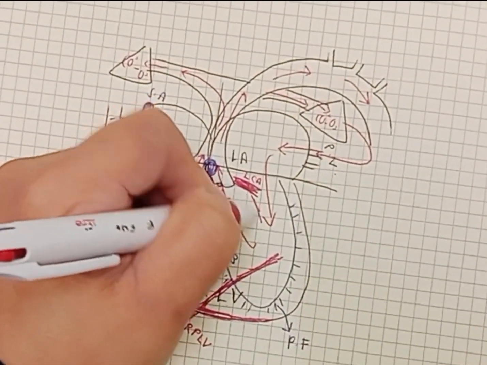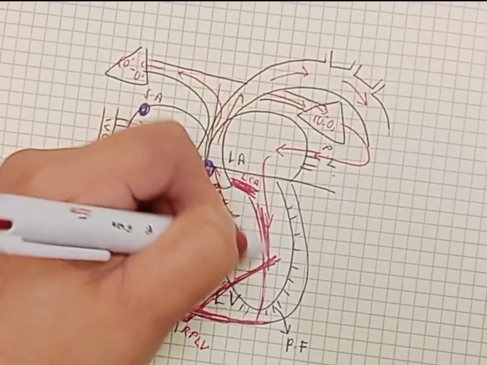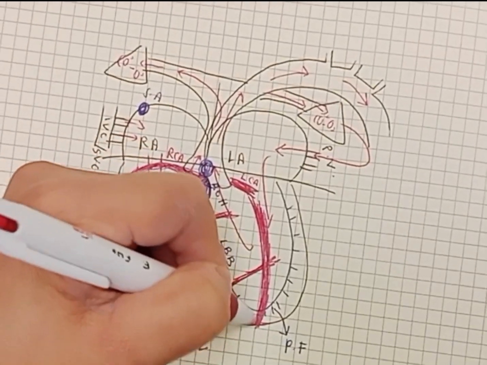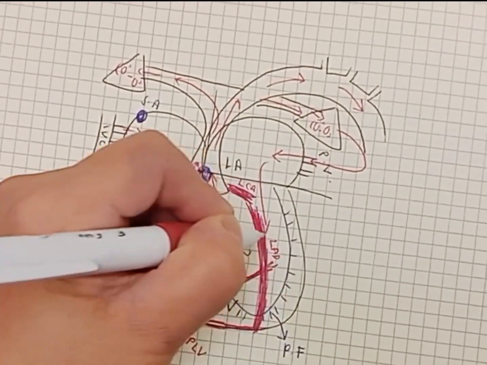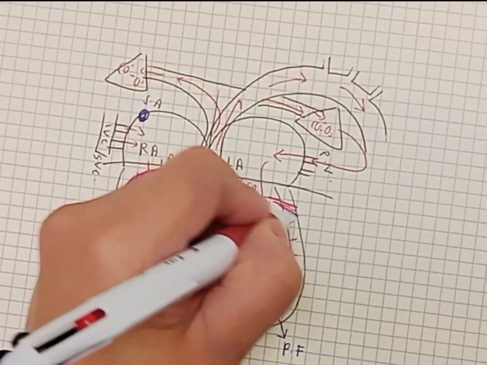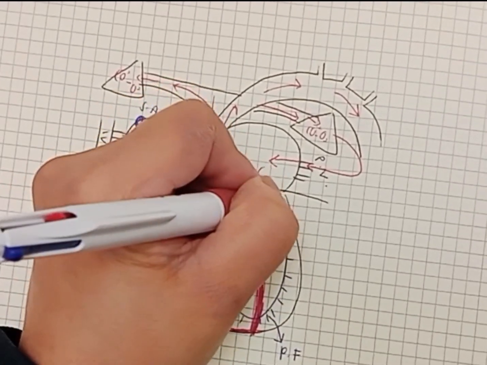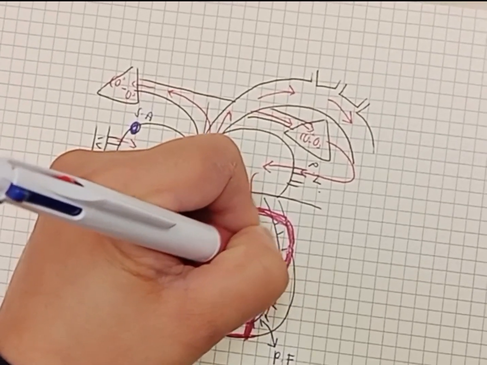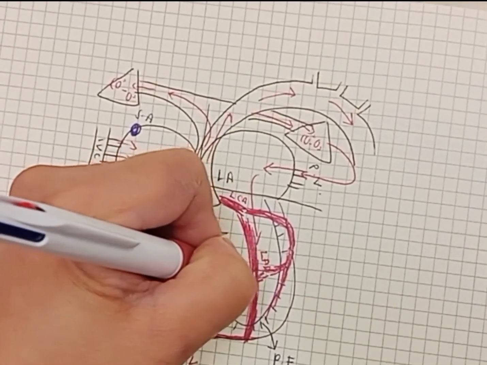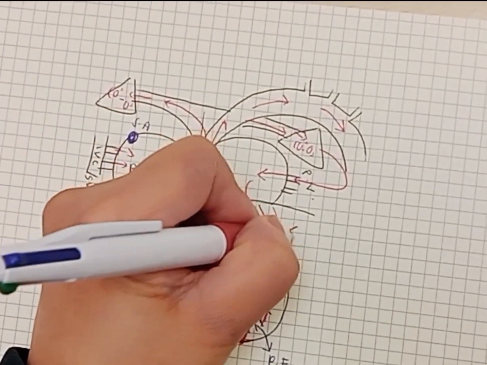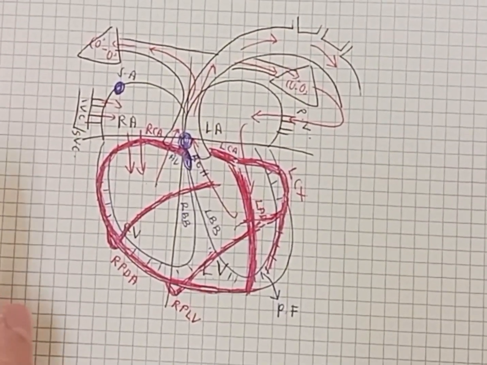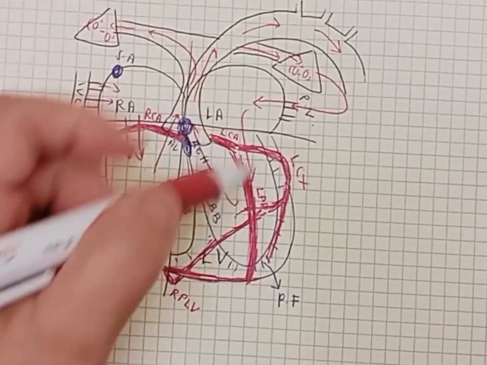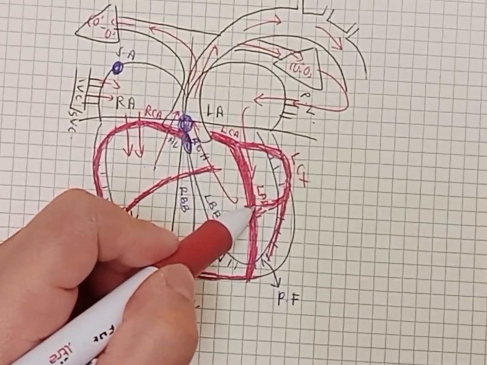Here is the left main coronary artery. This is the LAD, left anterior descending, and this is the circumflex. So now the left main coronary artery is divided into two, which are the LAD and LCX.